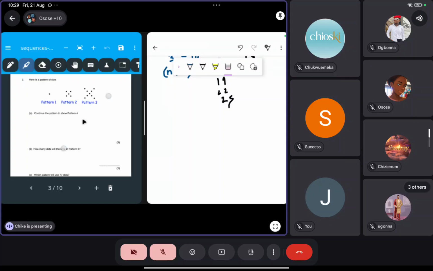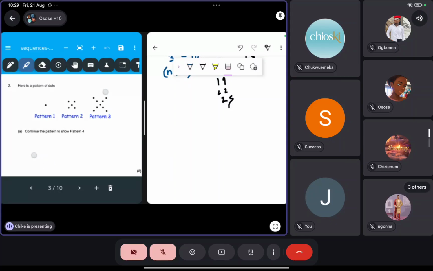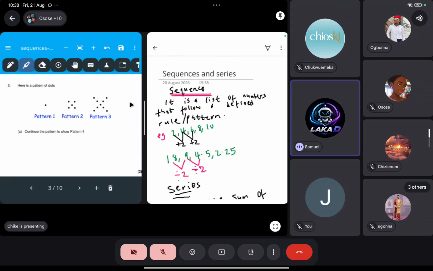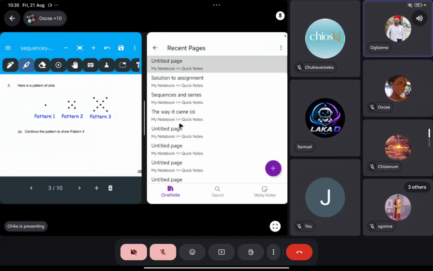Who can try this other one? They gave us a pattern of dots here. So they said continue the pattern to show pattern 4. That means first of all, you need to know the rule or the way the patterns are being formed. Sir, look at this, it is easier. So the first one has dots.